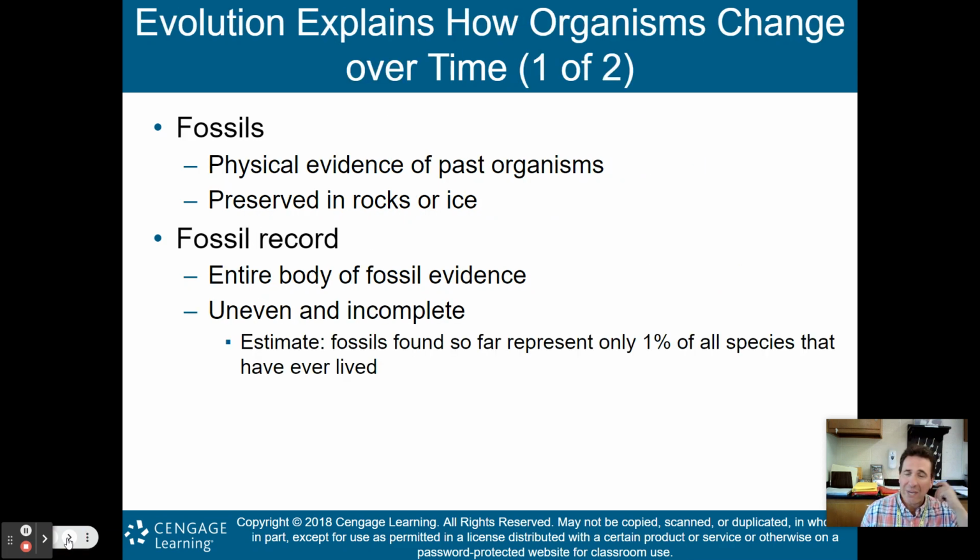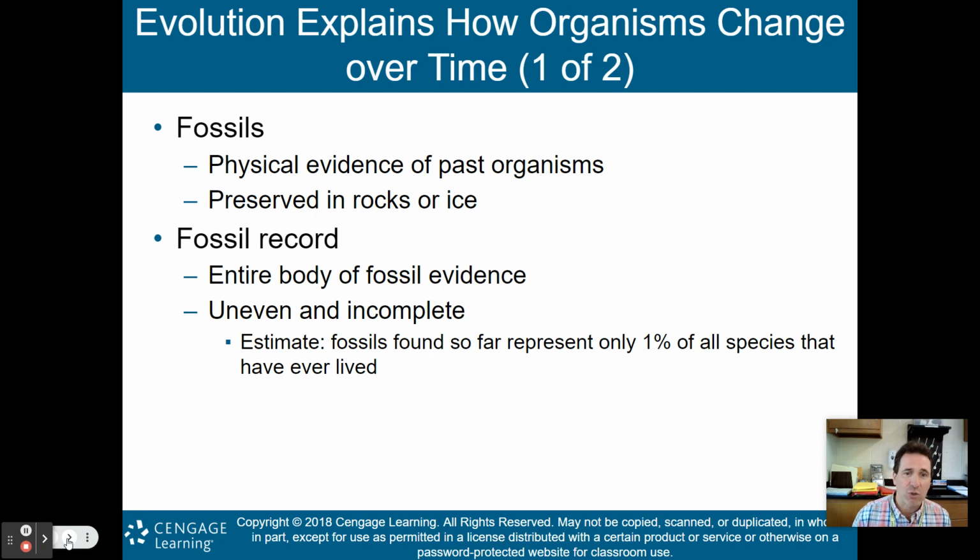Why? Well, because we have fossil records, right? So evolution explains how organisms changed over time. We have physical evidence of past organisms in the fossil record preserved in either rock or ice, and these fossils show us how organisms have evolved or have changed over time. Again, what is the fossil record? The entire body of fossil evidence. It is, however, uneven and incomplete.